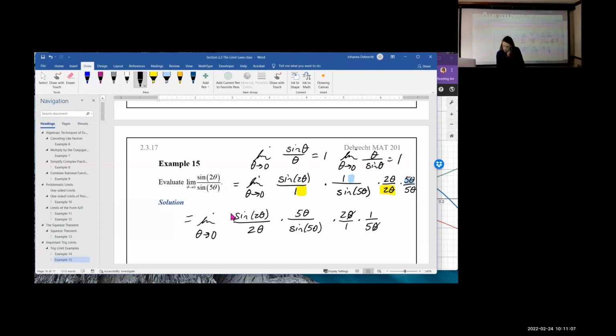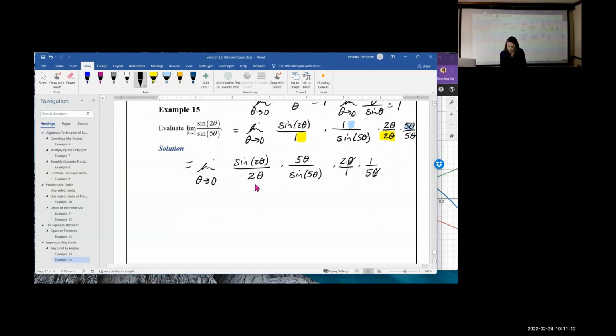So this is going to go away, and the 2/5 becomes a constant, which I can pull out of the limit. So I can pull the 2/5 to the front, and then I can split the limit into 2 pieces and make it the product of 2 limits. So this gives me the limit of sine of 2 theta over 2 theta, which I know goes to 1, times the limit as theta goes to 0 of 5 theta over the sine of 5 theta. And it also goes to 1. Okay.